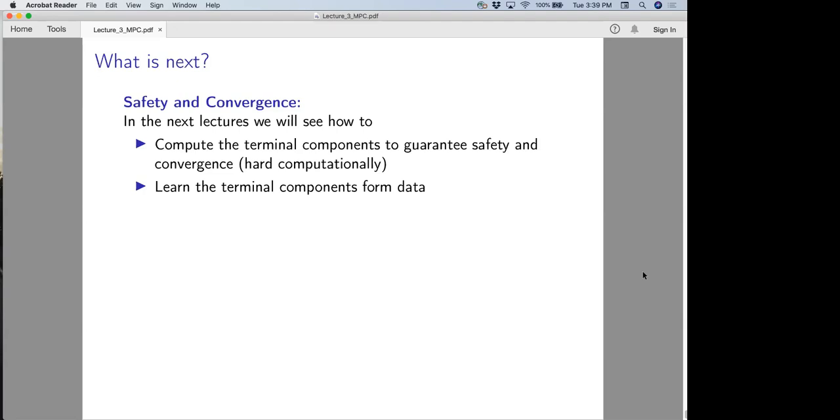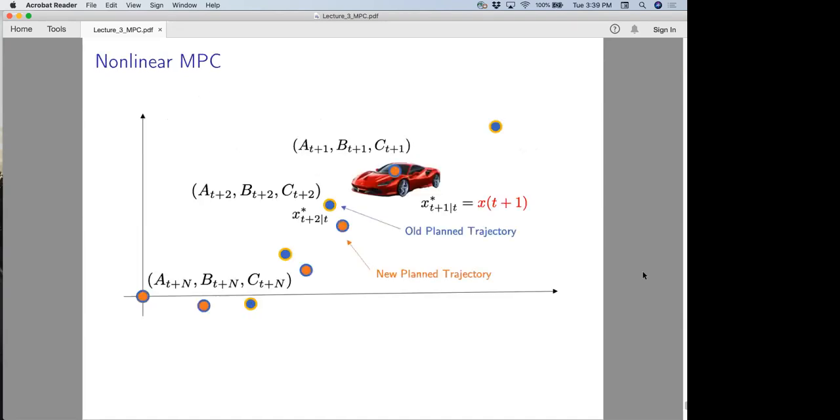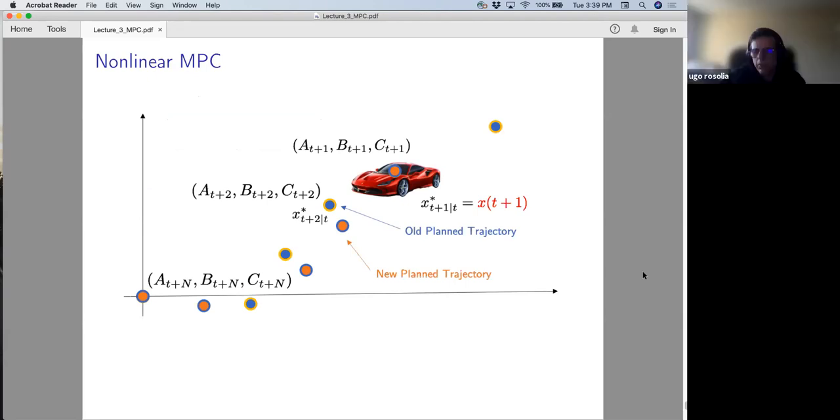Just to clarify, today we did not talk about actually defining the final terminal constraint set, right? That's what we're going to cover in the next lecture. Yes, today we just saw that if we pick a point which is an equilibrium point, then you can guarantee safety and stability.